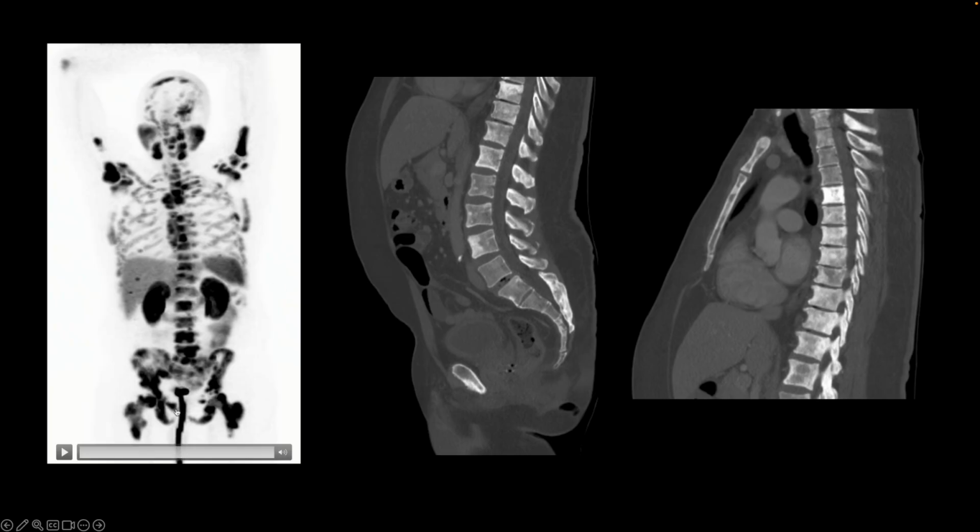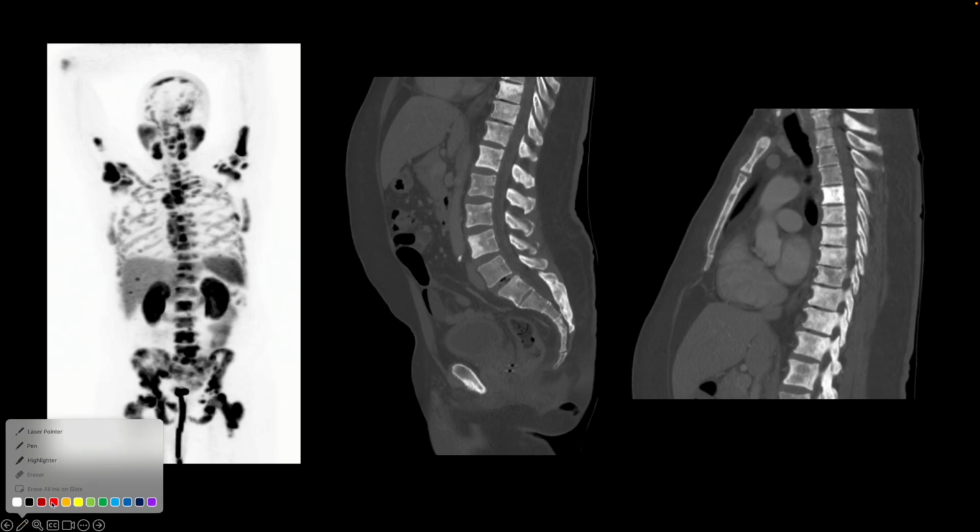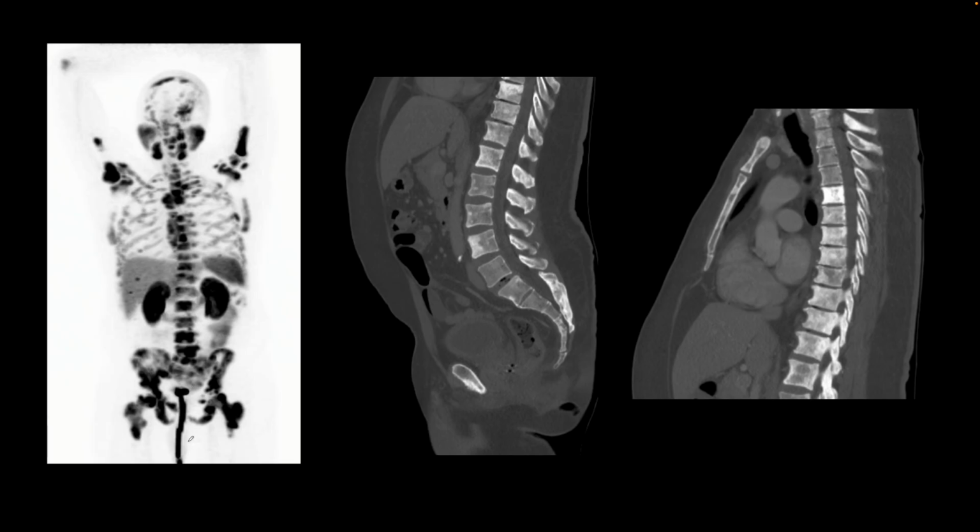Here we see some uptake in the kidneys and some excretion into the bladder, and they have a Foley catheter draining the excreted radiopharmaceutical. On the right we have sagittal CT image and bone windows showing multifocal sclerosis corresponding to what we see on the PSMA PET scan, and also a sagittal image from the chest showing in the bone windows multifocal sclerotic metastasis.